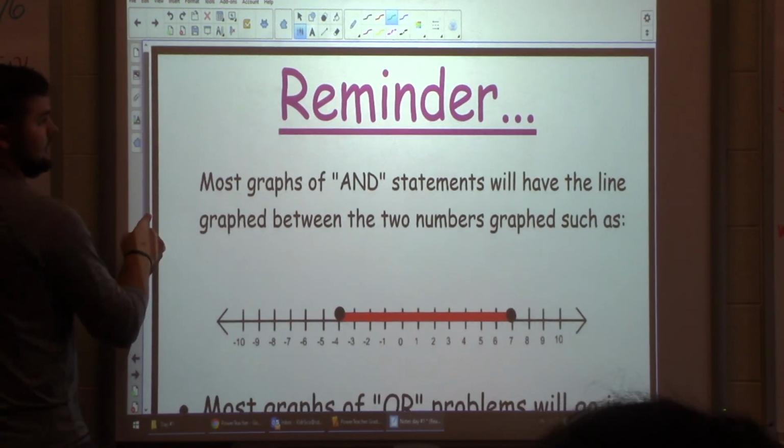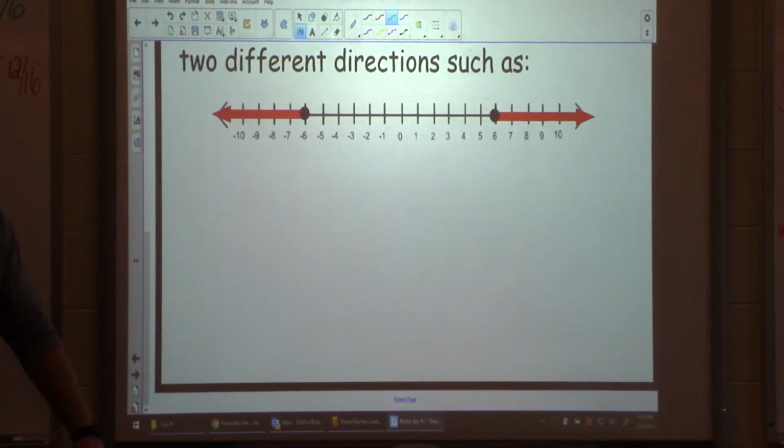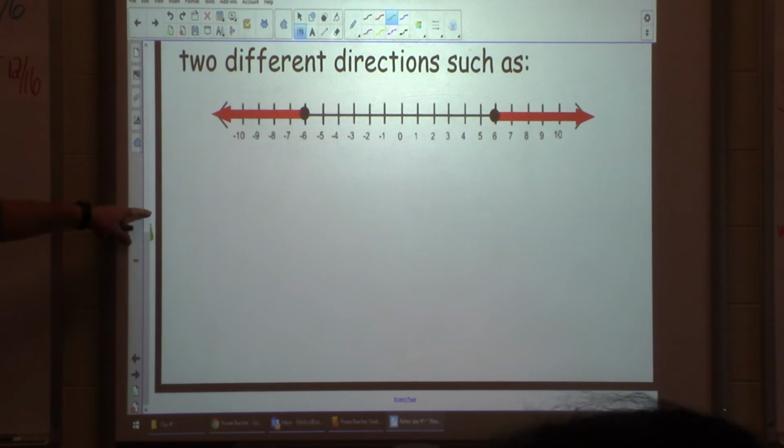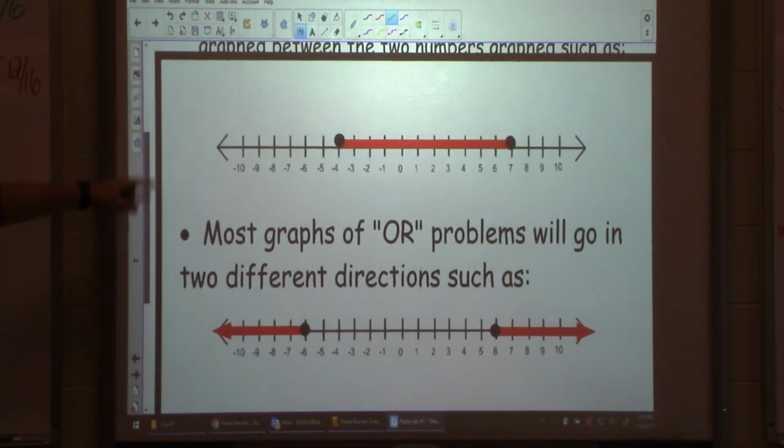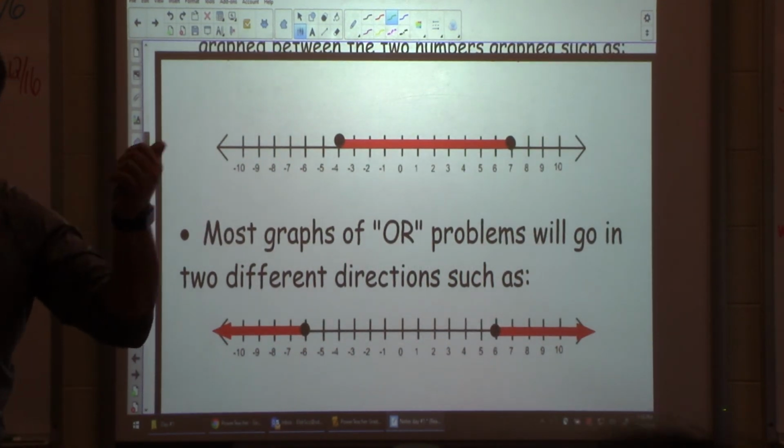Alright. Oh, there's another reminder, like I just said, guys: and graphs should have 2 points filled in between. Or graphs will have points in opposite directions.